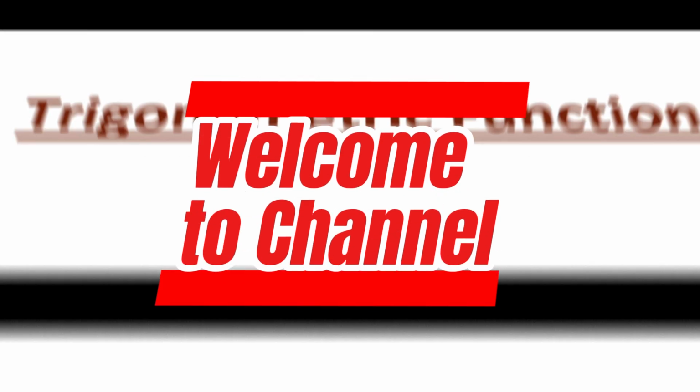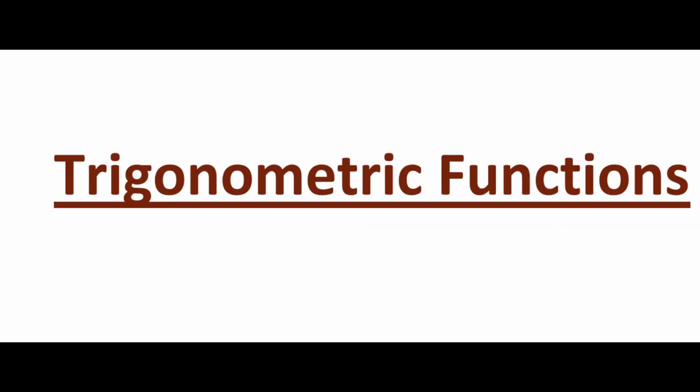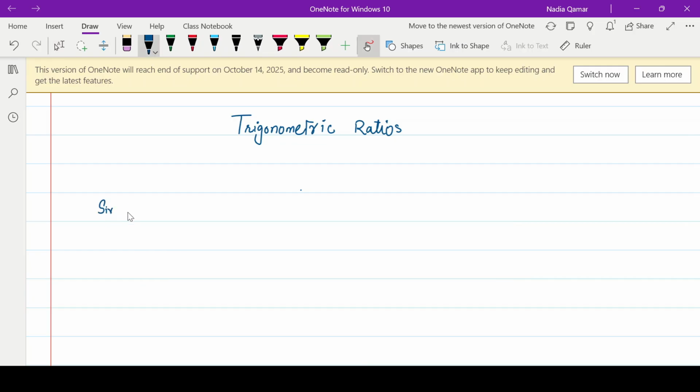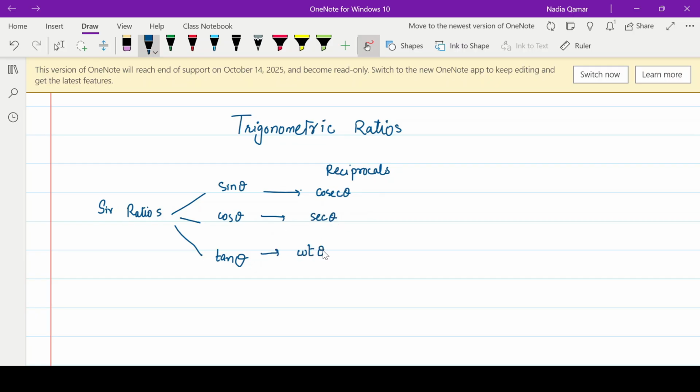Hello students, today our topic is trigonometric functions. First of all, you should know what trigonometric ratios are. There are 6 trigonometric ratios. The 3 ratios are sine theta, cos theta and tan of theta. And the other 3 are reciprocals of these 3 ratios: cosecant theta, secant theta and cot theta.